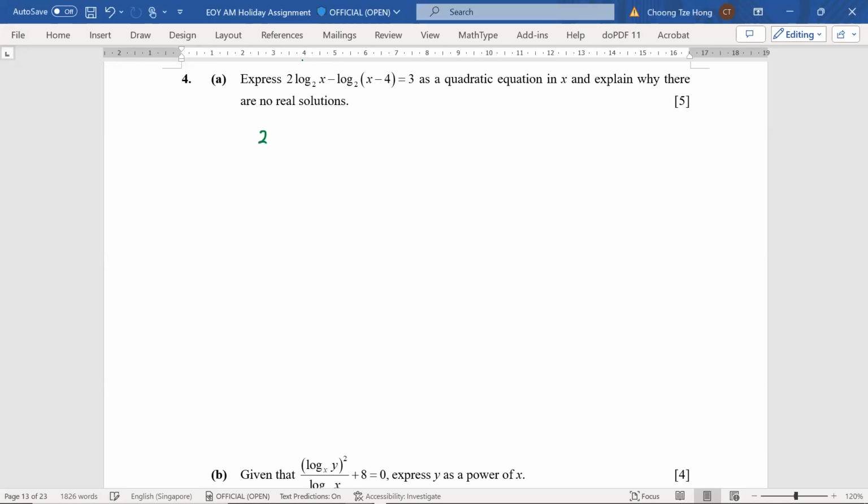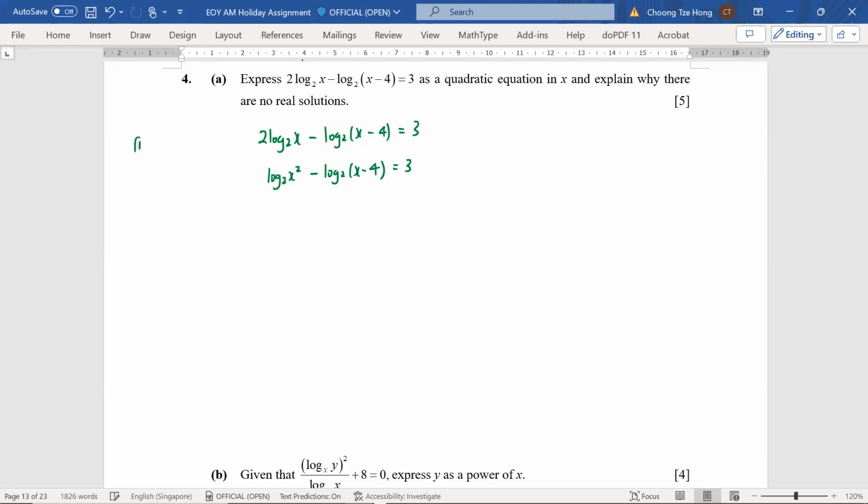Okay, so let's start. The question goes: 2 log 2x minus log 2(x minus 4) equals 3. In order to convert it into a quadratic equation, we should think about combining these two log terms together. Both these log terms already have base 2. But before we combine them, we need to apply the power law to the first term and bring the 2 up first. So it becomes log 2 x squared minus log 2 (x minus 4) equals 3.